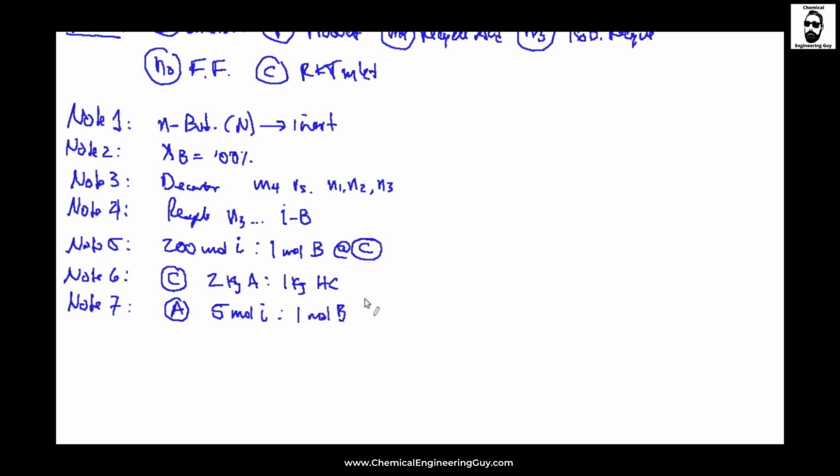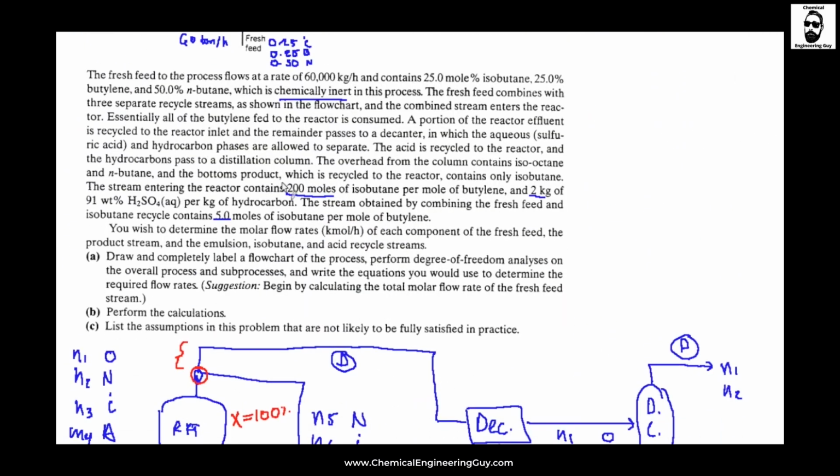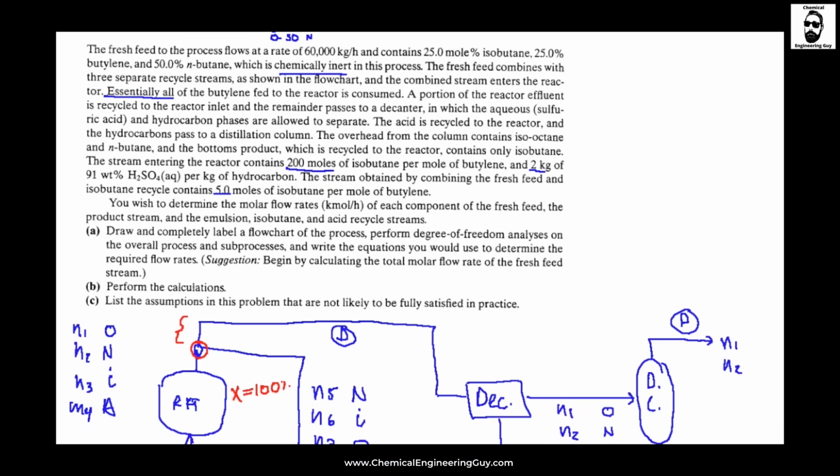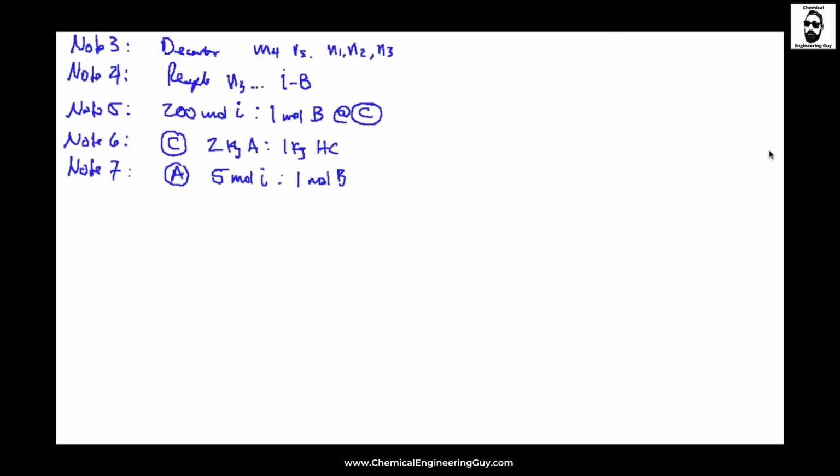So let me just finish this. Read them. If you don't know where I got them, essentially from here to 100, 2 kilograms. This essentially is 100%. They tell you it's chemically inert. What else do we have here? Well, essentially it's all in the problem statement. So now we can actually start our mass balances.